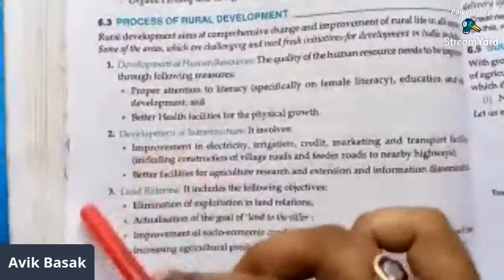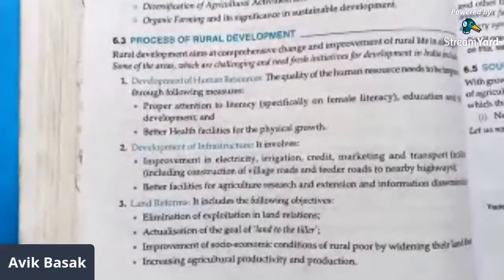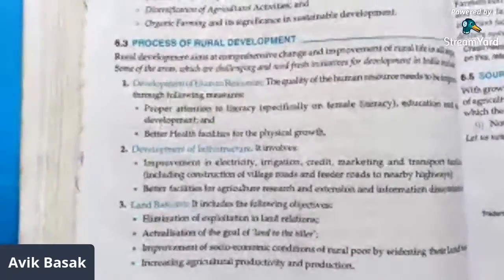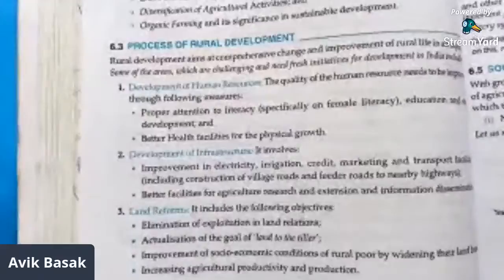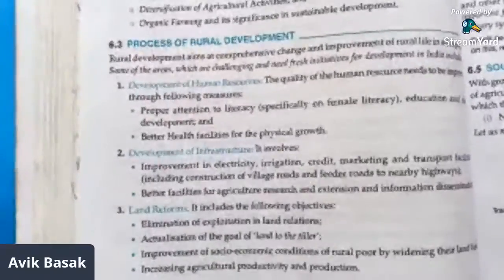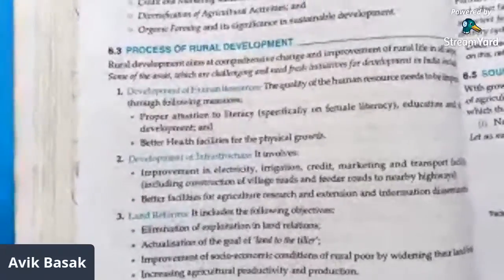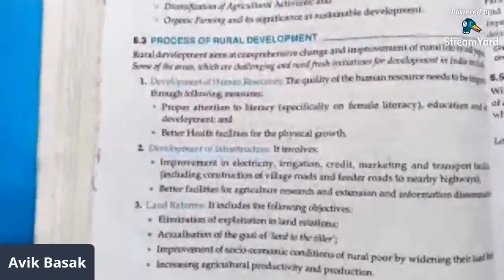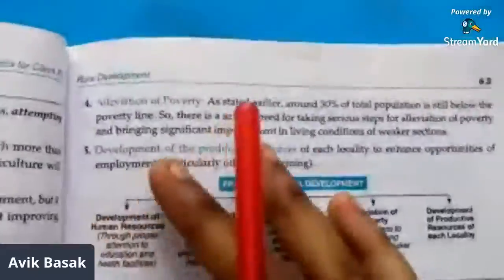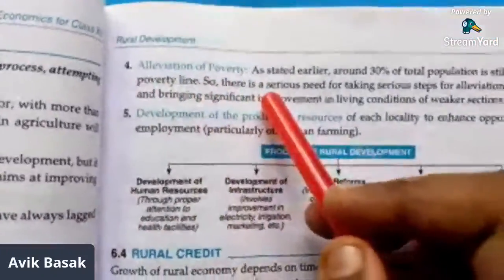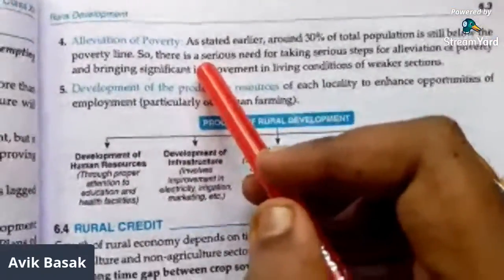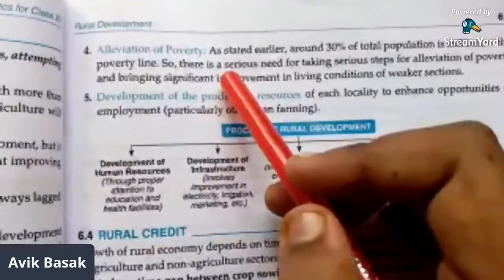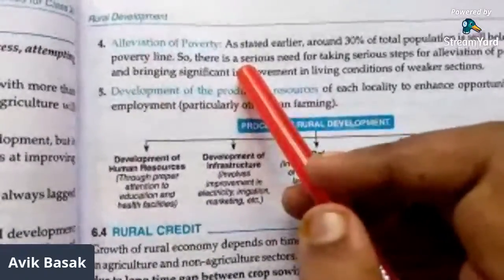Third is land reform. We came across this in the second chapter. What is land reform? It is giving back the land to the people who are the actual owners of the land. Next comes the alleviation of poverty. What is alleviation of poverty? To alleviate is to reduce the poverty.